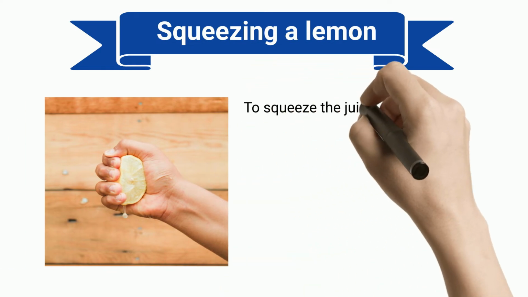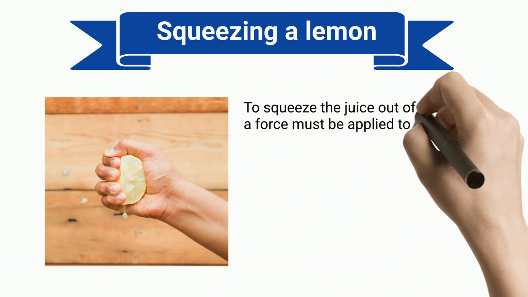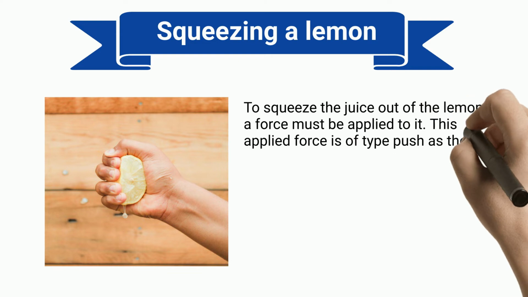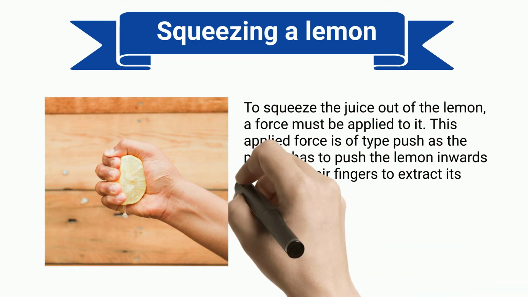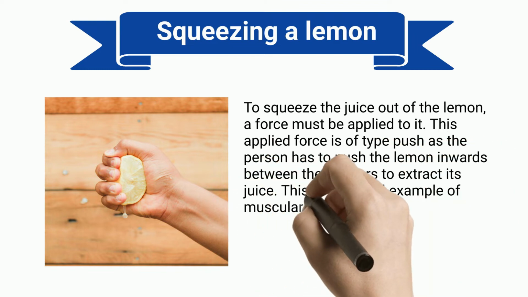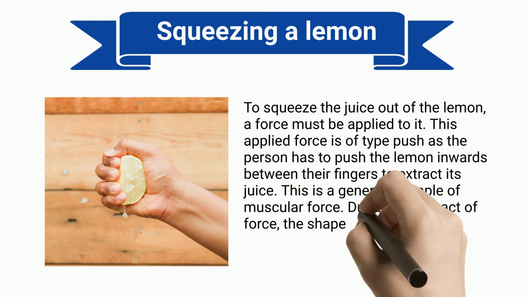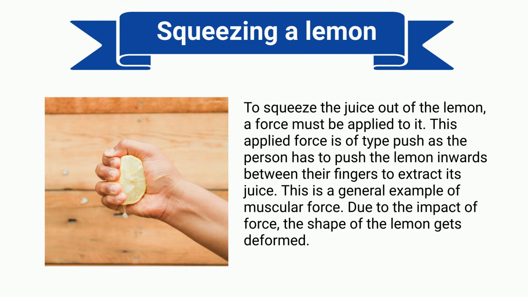Squeezing a lemon. To squeeze the juice out of the lemon, a force must be applied to it. This applied force is of type push, as the person has to push the lemon inwards between their fingers to extract its juice. This is a general example of muscular force. Due to the impact of force, the shape of the lemon gets deformed.